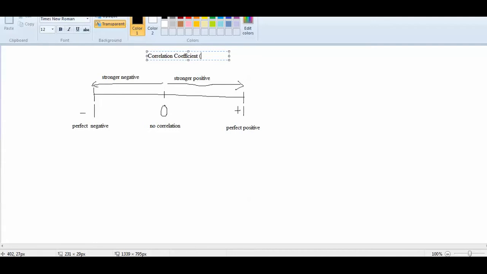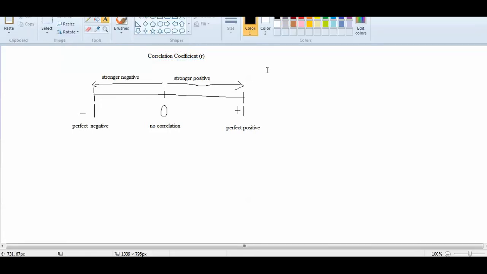And they use the letter R to stand for the correlation coefficient. So if you see something that says R equals 0.74, then that would mean that the correlation coefficient is 0.74, because the letter R stands for correlation coefficient.